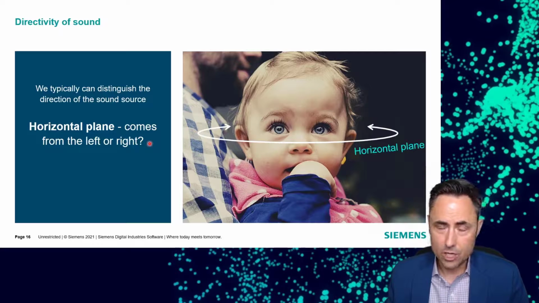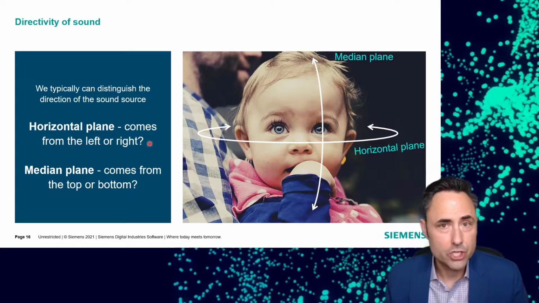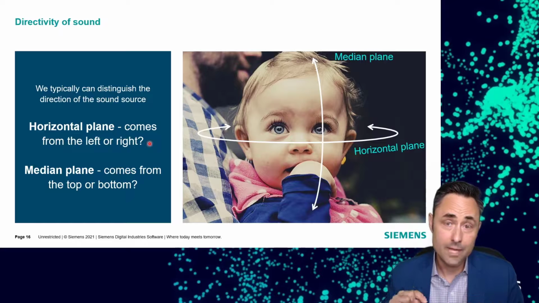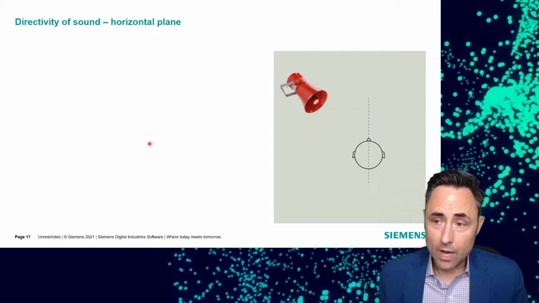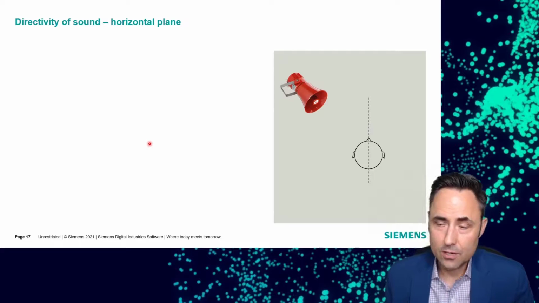And we can tell along the horizontal plane, or what we call the median plane, where the sound is coming from, because our brain is very, very good at using these specialized multiple transducers and then analyzing the way the signals come in to deduce where the sound came from. So how do we do this? Well, let's say we have this sound source off to our left here.